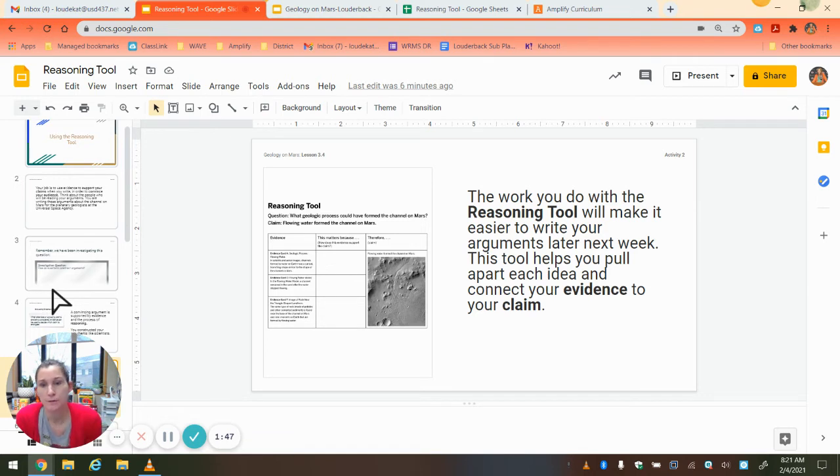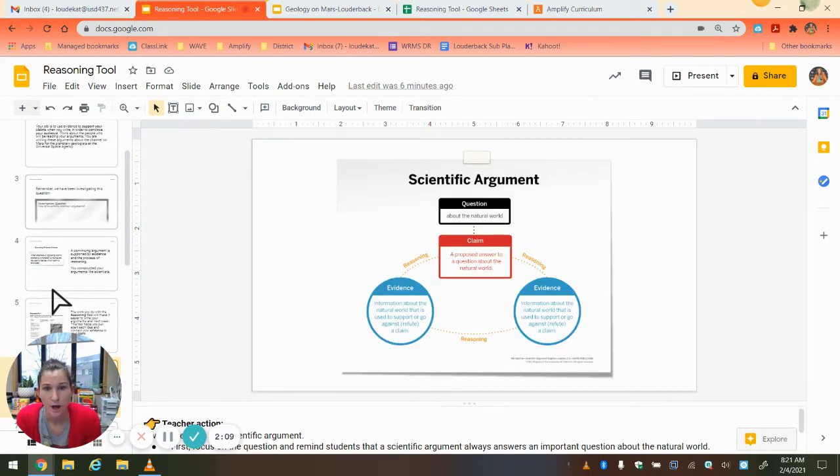The reasoning tool here will help us in creating our reasoning sentences. The work we do with the tool will make it easier for you to write your arguments next week. This tool will help you pull apart each idea and connect your evidence to the claim. We're going to go through each of the evidence cards today and reason out why it matters. This whole process is part of the scientific argument.